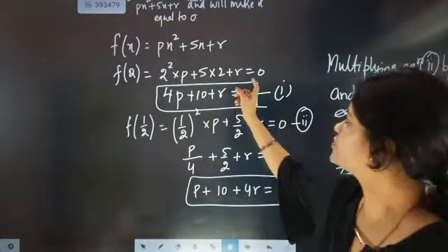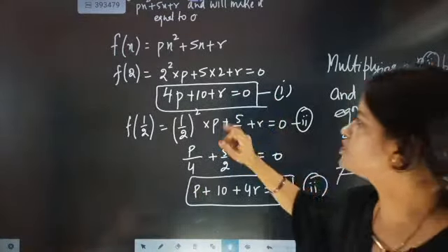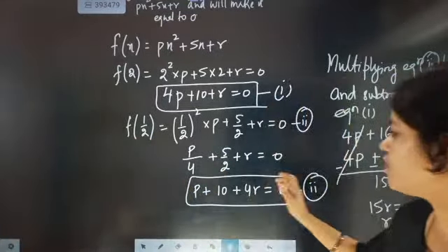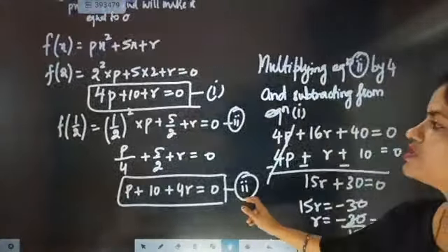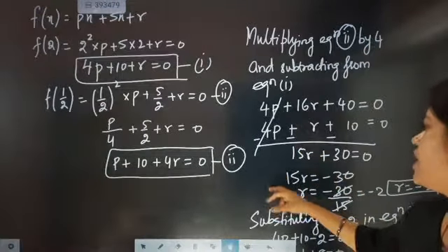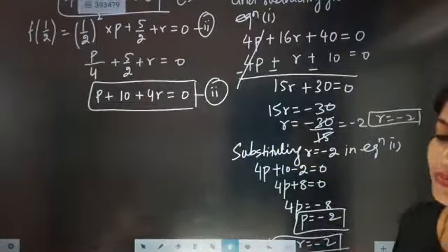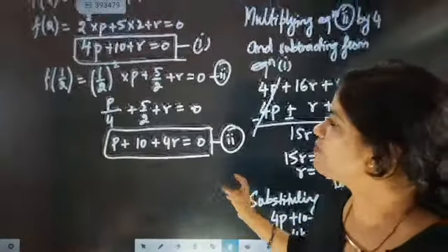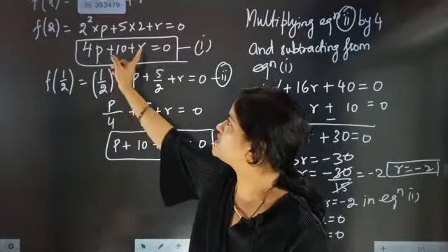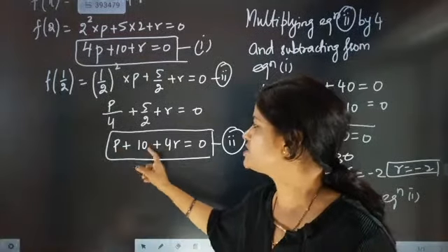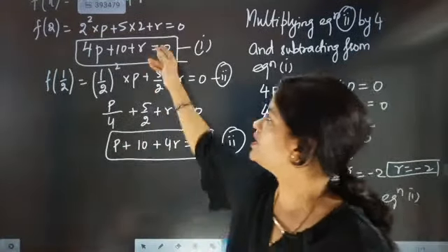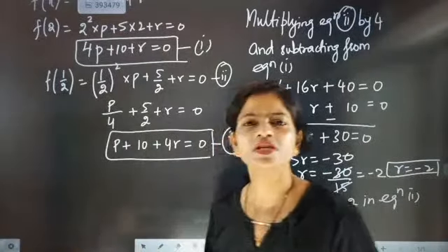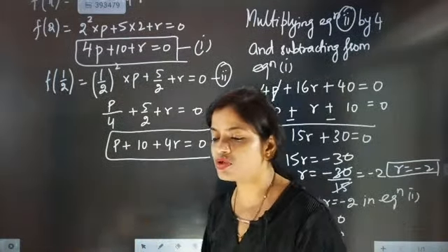One time we substituted f of 2 and we got an equation, and when we substituted f of 1 by 2 we got another equation. Then we solved these two equations, and after solving we got r equal to minus 2. What I have done here is, because 4p and r are there, and here p plus 10 plus 4r is there, I need to subtract both of them.